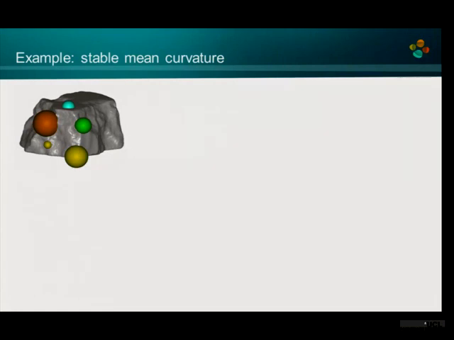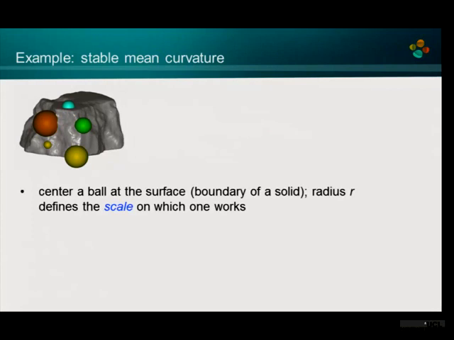And what we do, we place balls at the location where we want to assess the curvature, and the size of the ball, the radius, determines the neighborhood on which we want to assess it. If I have a big ball, I want to assess it on a larger scale, and if I take a very small ball, I'm willing to even recognize small features, small details.